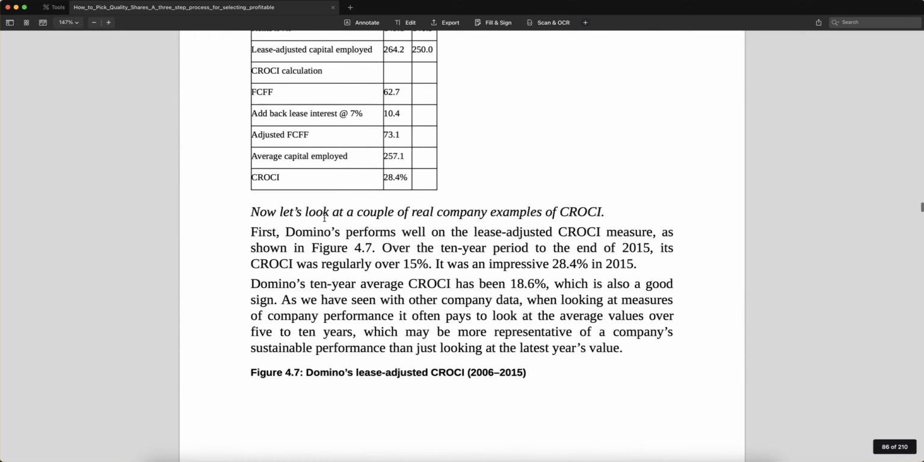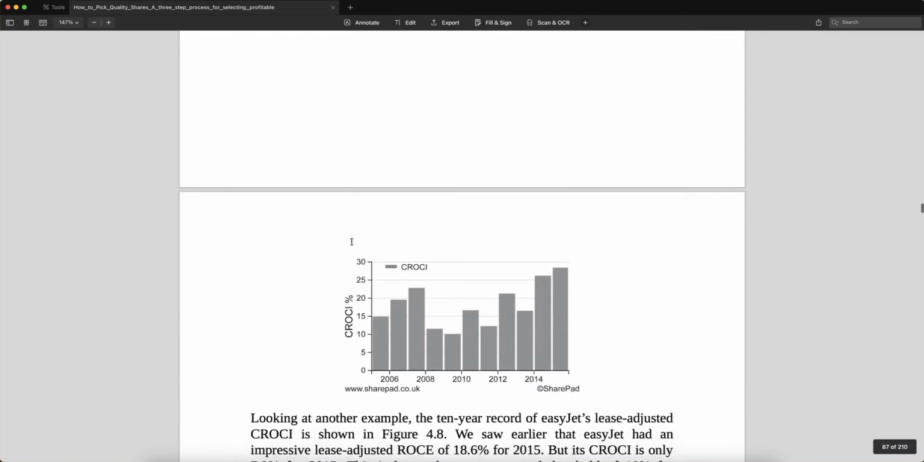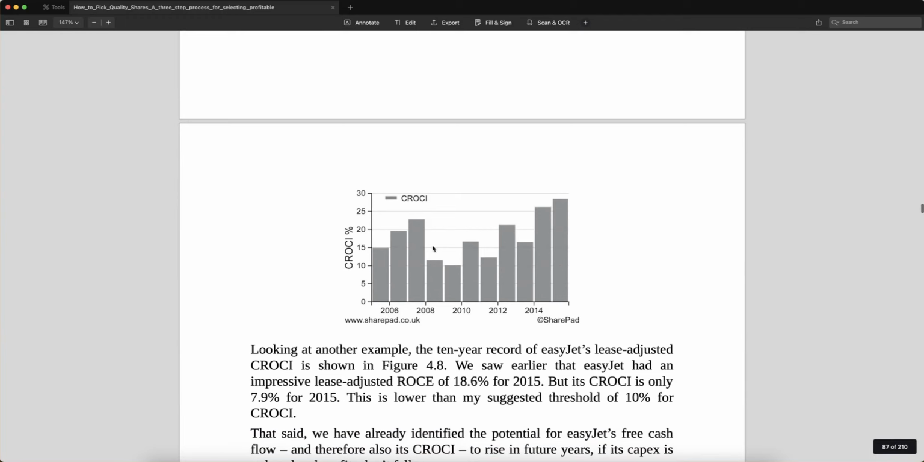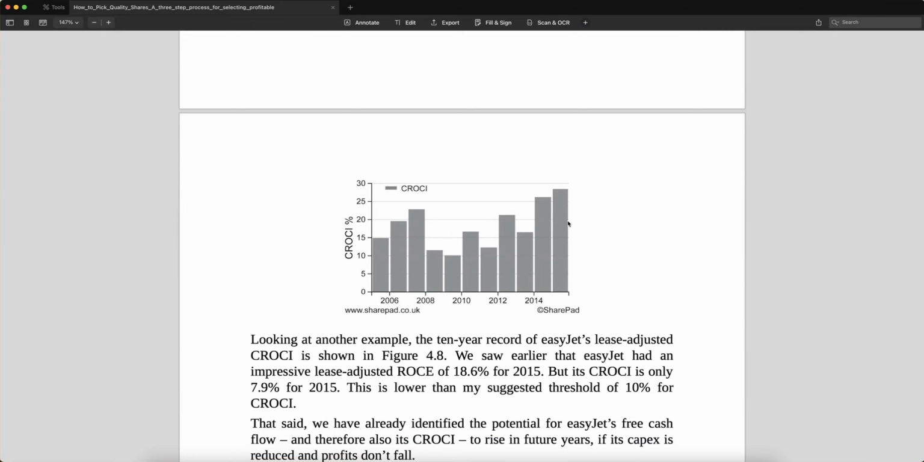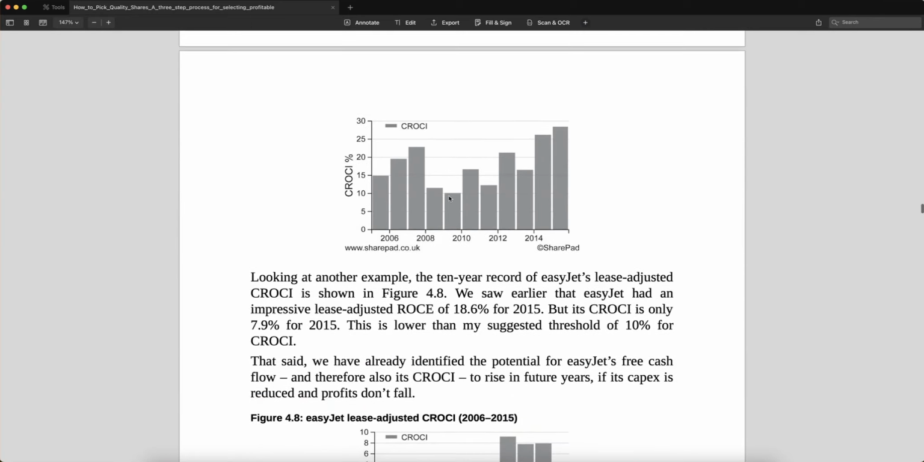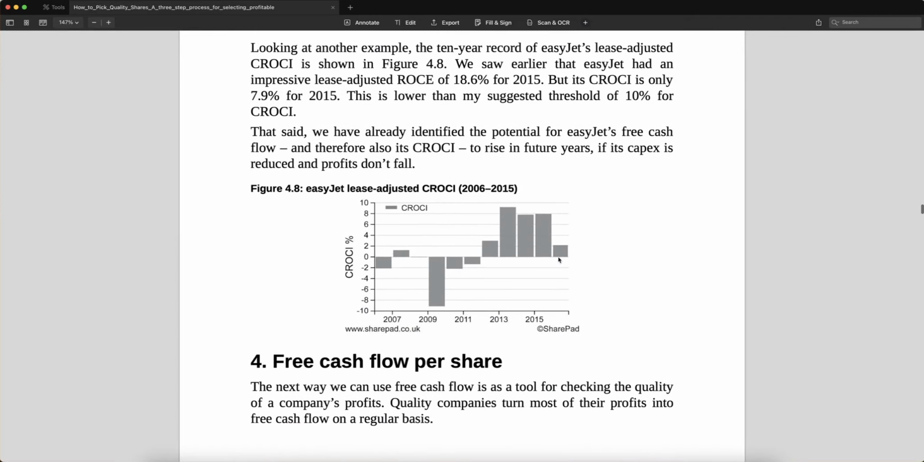This is UK numbers. Again, he talks about this, and it was an impressive 28%, and you find some. So companies having this kind of a free cash CROIC, wow, amazing businesses, and if they are growing and sales and profits are rising, and this is the number, you definitely have a gem. But if you have these kind of numbers, you have a problem.